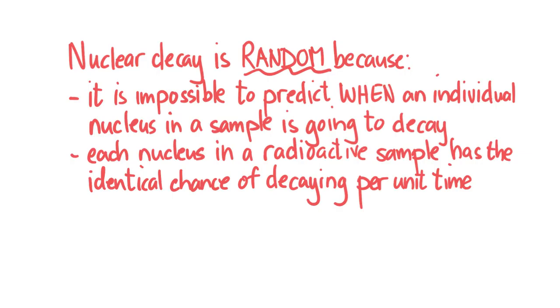So this leads into the fact that nuclear decay is random because it is impossible to predict when an individual nucleus in a sample is going to decay. So this is critically important. There is no way of predicting when a particular nucleus in a sample of radioactive material will actually decay. Each nucleus in a radioactive sample has the identical chance of decaying per unit time.